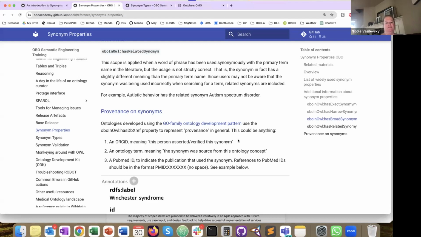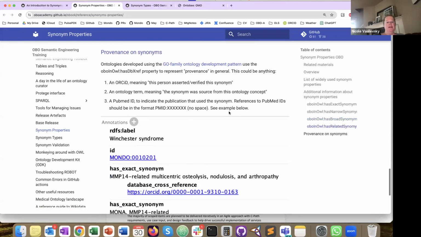So users may not always be aware that the synonym is used incorrectly when searching for a term. So adding the related synonyms is useful, especially for things like search and retrieval or text mining or NLP. So for example, autistic behavior often is referred to as autism spectrum disorder, and these two things are not technically the same. And then it's really, really helpful to include provenance on the synonyms.